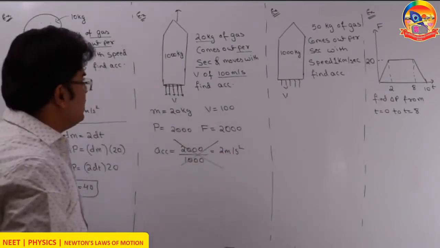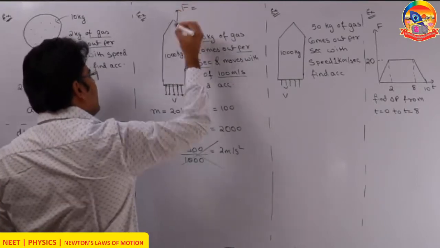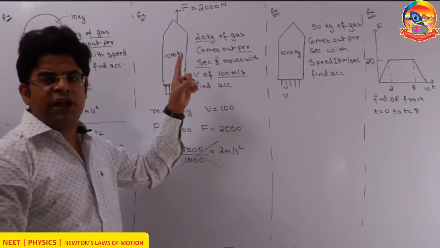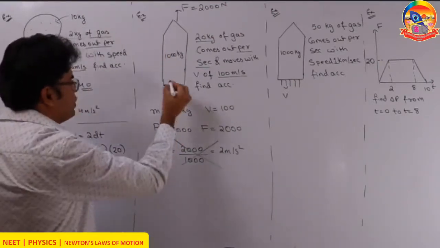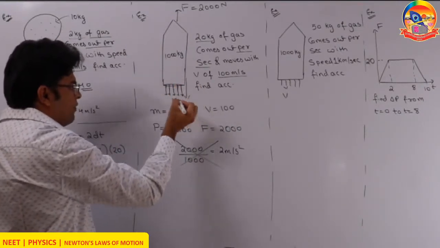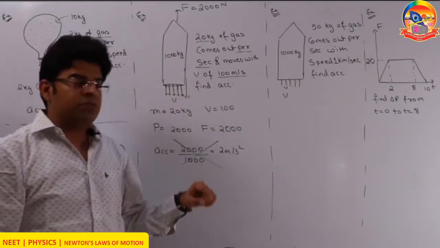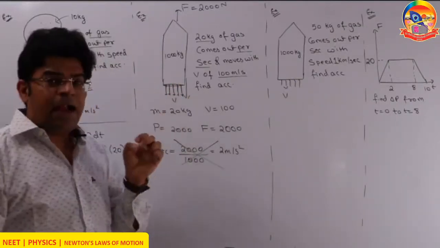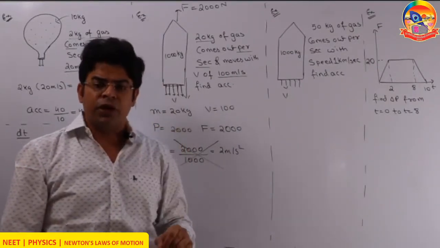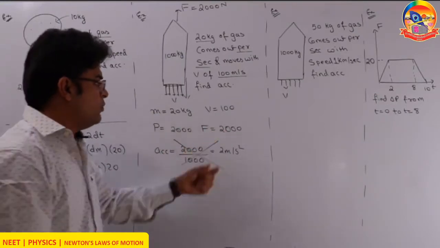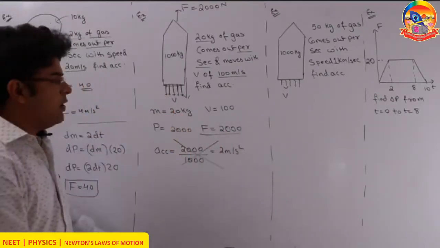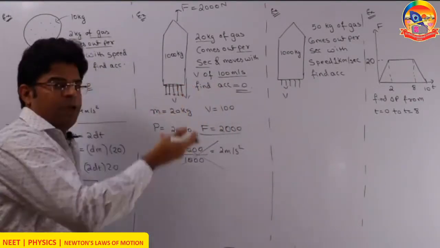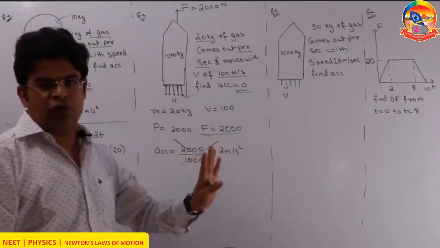Why? Reason being, the upthrust provided by this gas coming out is 2000 Newton, no doubt about that. But this much of force is not sufficient to lift the rocket. Why? Because the earth will pull the rocket down with the force of gravity, and the force of gravity equals mg, that is 1000 into 10, that is 10,000. So as to lift this rocket up, at least 10,000 Newton of force is required. But the upthrust provided is less than that. Upthrust provided is 2000. That's why the rocket won't lift up and the acceleration is 0. But sir, what if they give that the rocket is in space? Then you will get the acceleration of 2 meter per second square.